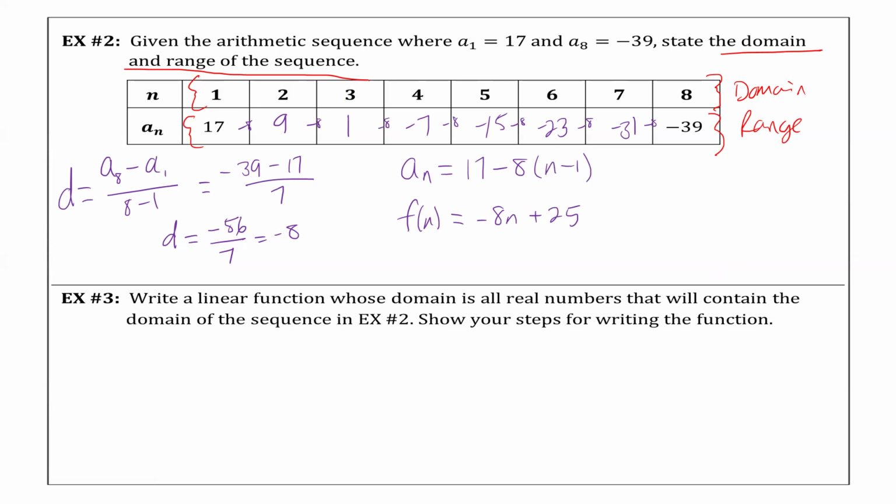Okay. I got overexcited and wrote these parts in the wrong part. So we were supposed to have written A sub n equals 17 minus 8(n minus 1) here. And therefore, f of n equals -8n plus 25. That's what was supposed to go there.